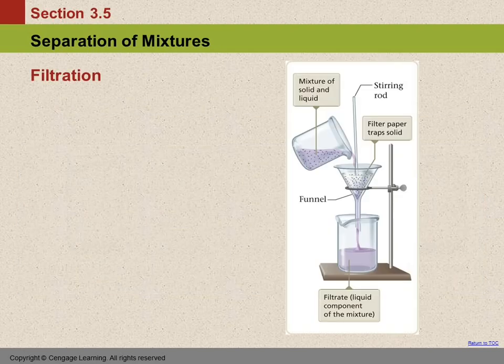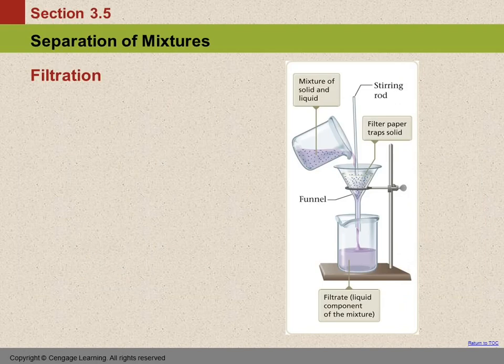What's the difference between distillation and evaporation? That's a good question, because in a way they're the same. I think distillation generally involves that you're actually actively heating the solution, whereas evaporation is more that you're just letting it happen. I think that's probably the essential difference.